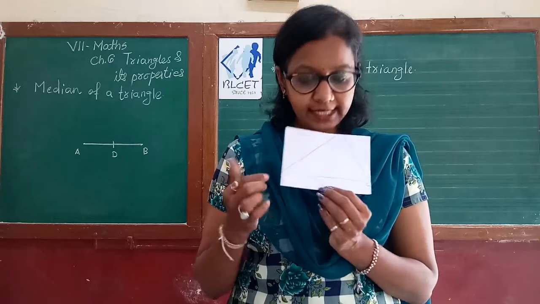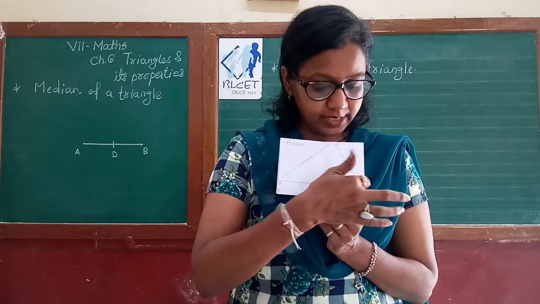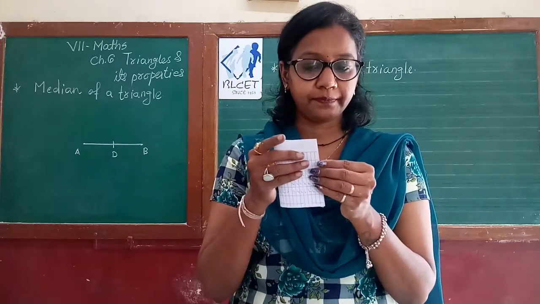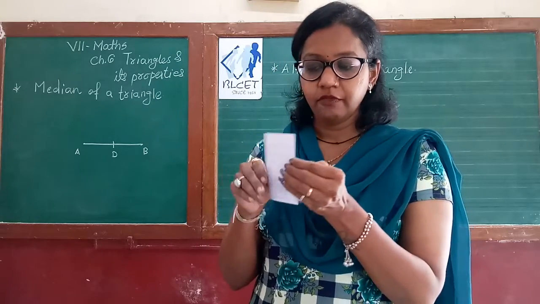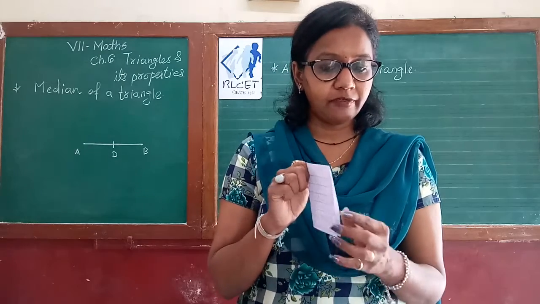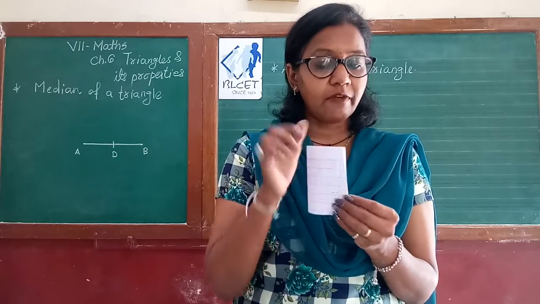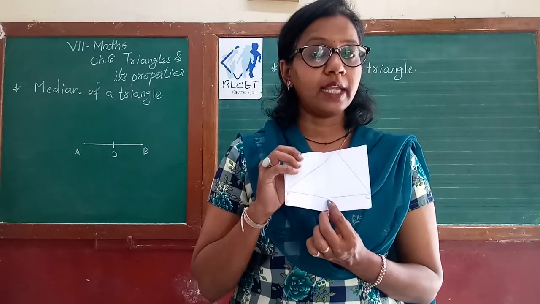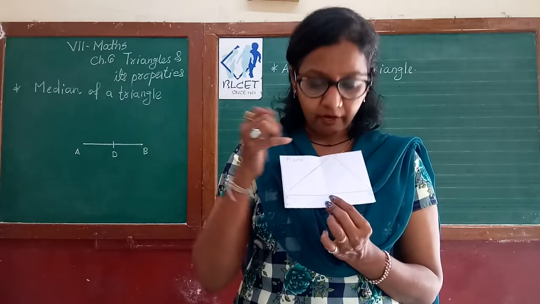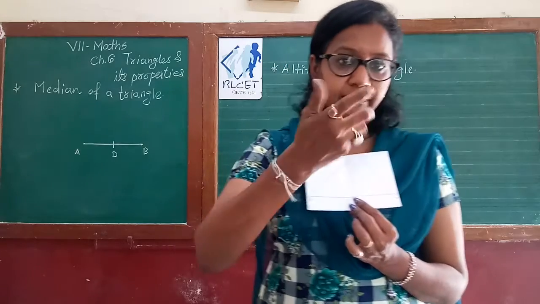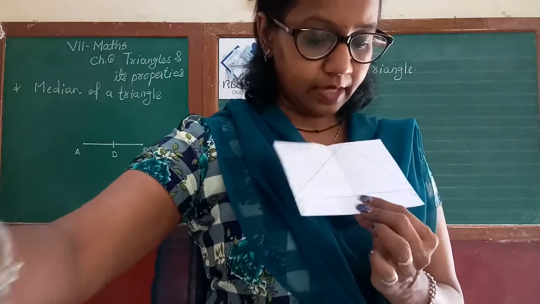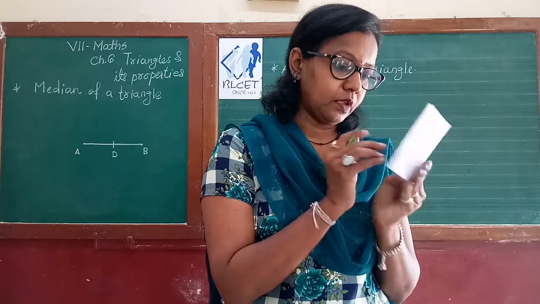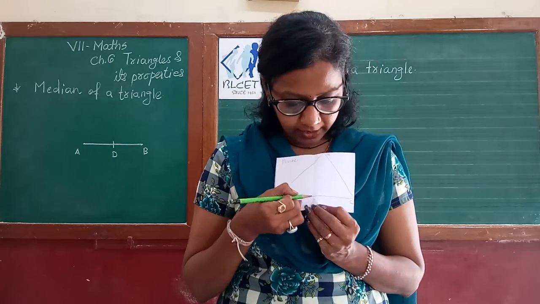So how will you find this? See, I have taken the full length from this end point to this end point. So how will you find the midpoint? Just fold this paper. After folding this paper, you will divide the whole paper into two parts. So whatever point you are getting over here, this is the midpoint of line segment BC. If you want, you can name it as point D. Okay, I have named it as the point D.